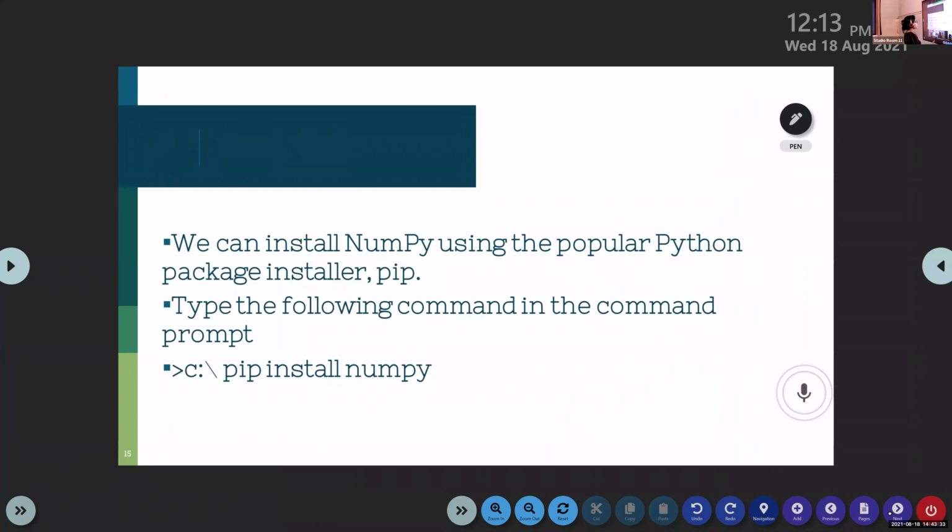So to install this NumPy, we can install it using the popular Python package installer, pip. Please do write. So to install this, we want the popular Python package installer, which is pip. In the command prompt, you have to type like this: pip install numpy. So we can install NumPy using the popular Python package installer pip.